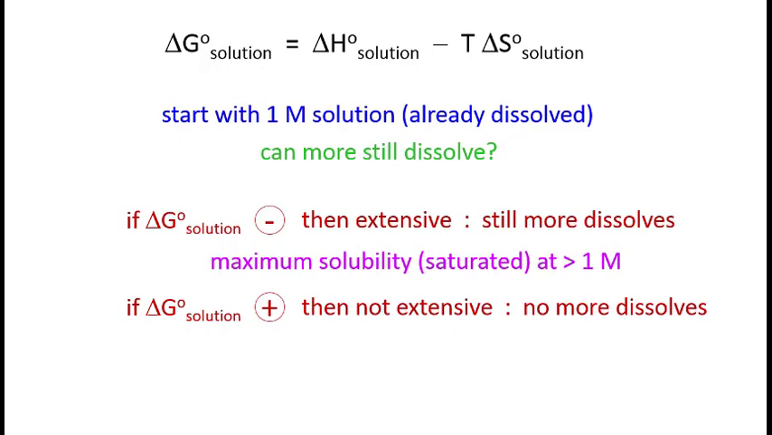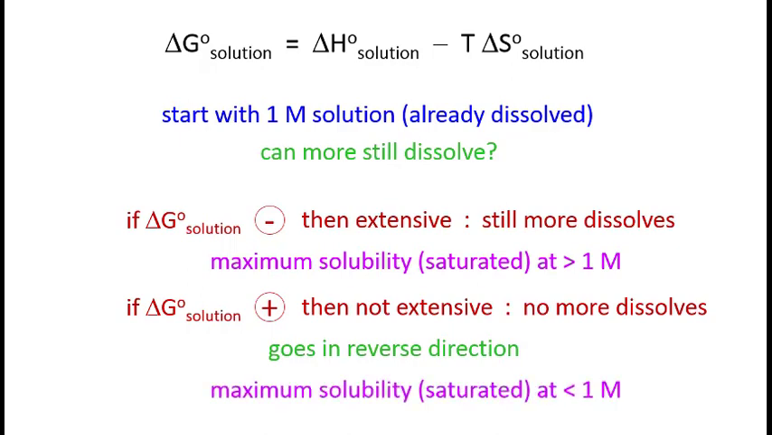If delta G0 of solution is positive, then the reaction is not extensive. No more would dissolve. In fact, the reaction should go in the reverse direction, with some solute coming out of solution. This means that the maximum solubility, when the solution is saturated, would be less than 1 molar concentration. Of course, if the maximum solubility is less than 1 molar, what we just described, starting at 1 molar concentration, is purely conceptual. But hopefully you can see that the sign of delta G0 tells us whether the maximum solubility is greater than or less than 1 molar concentration.